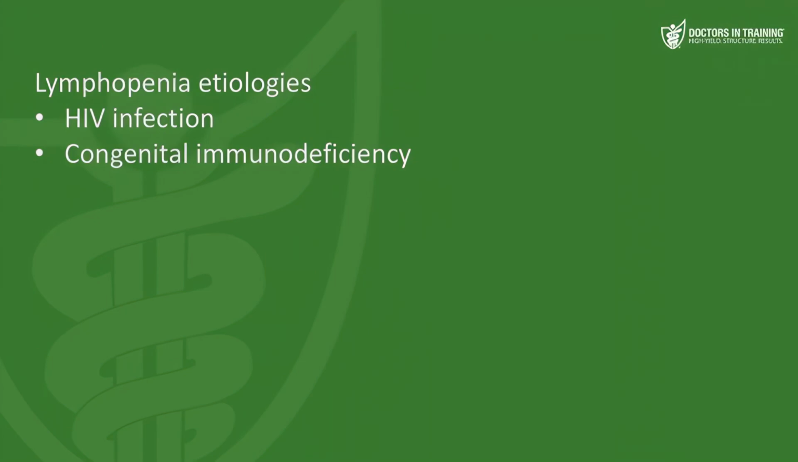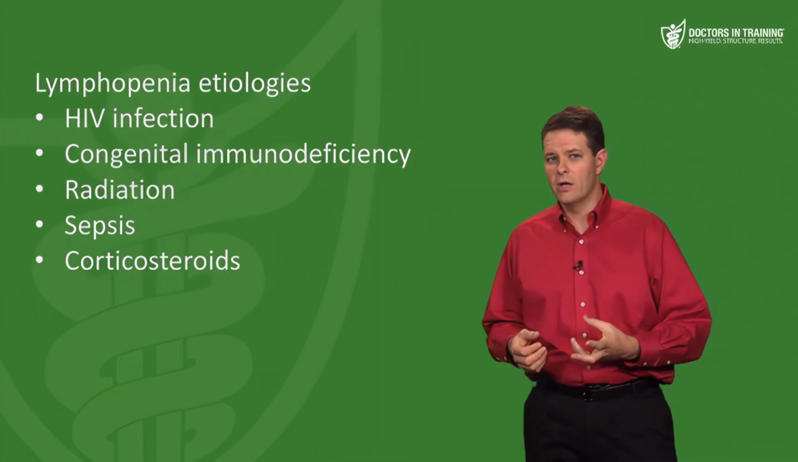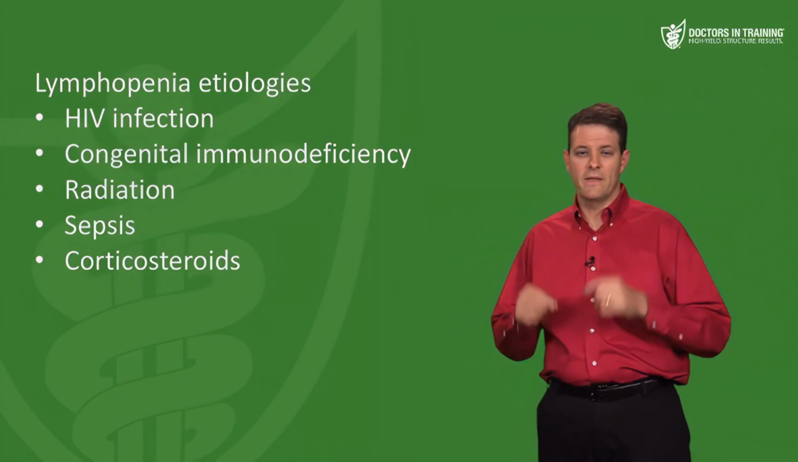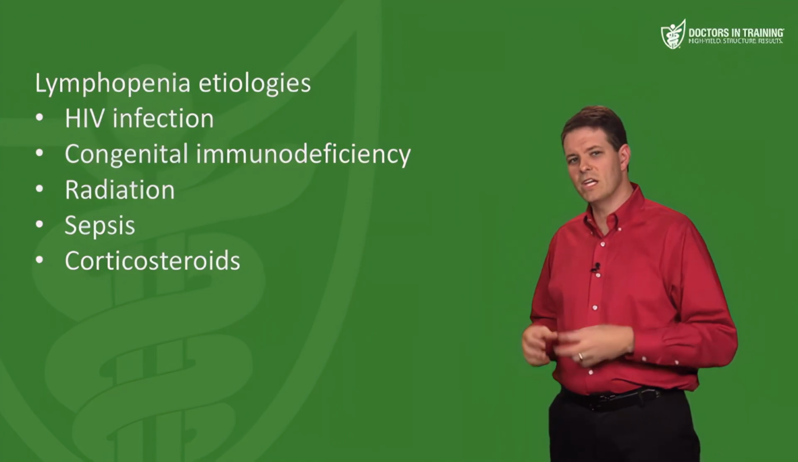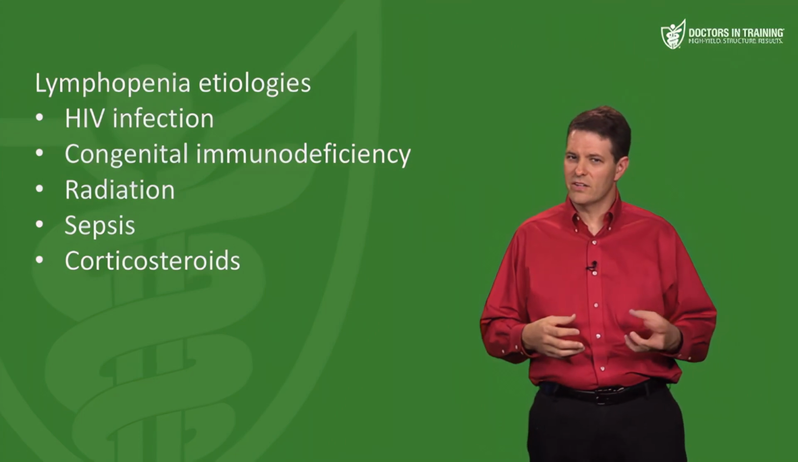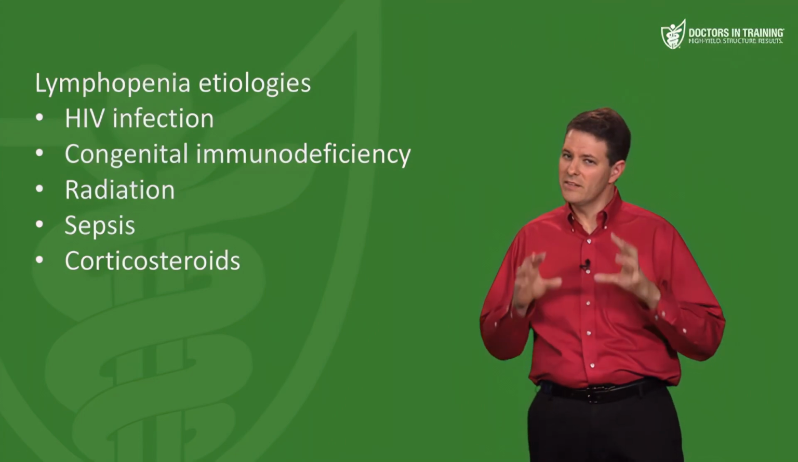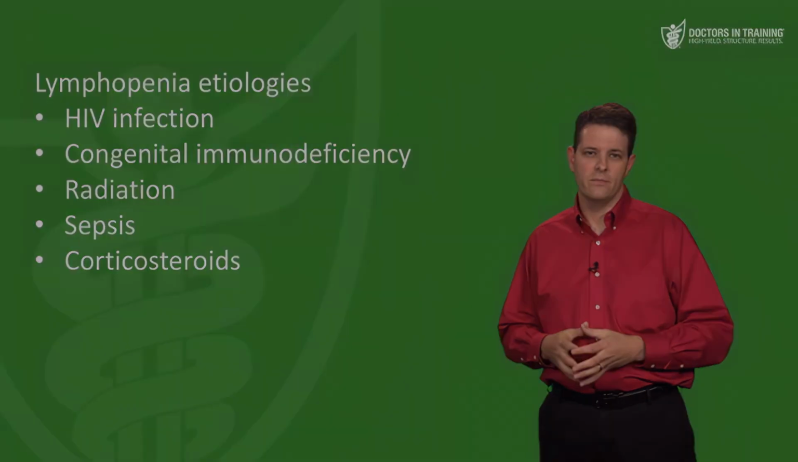And then again, you can see lymphopenia from radiation, from sepsis, and from corticosteroids. Steroids tend to raise the white count overall, and they raise the neutrophil count, but they lower the lymphocyte count and the eosinophil count. And we've mentioned that sepsis and severe infections can lower both the neutrophil count and the lymphocyte count. We usually think of infections causing a high white cell count, but that's not always the case. Some patients may have a low white cell count.